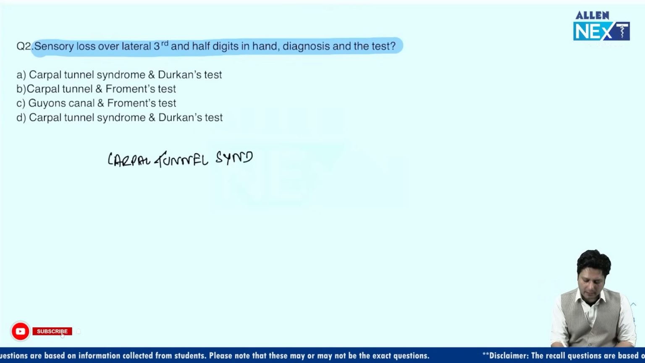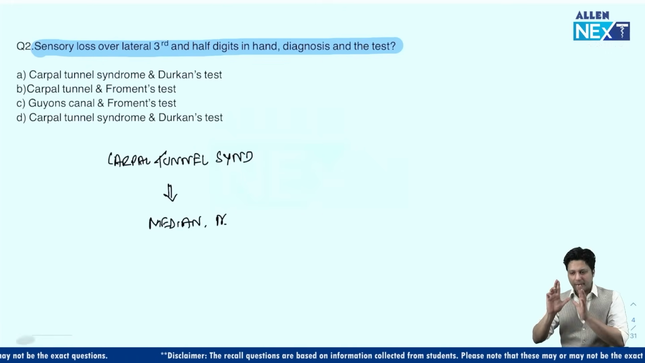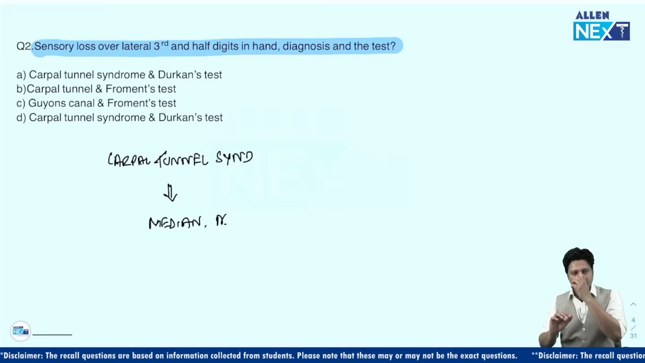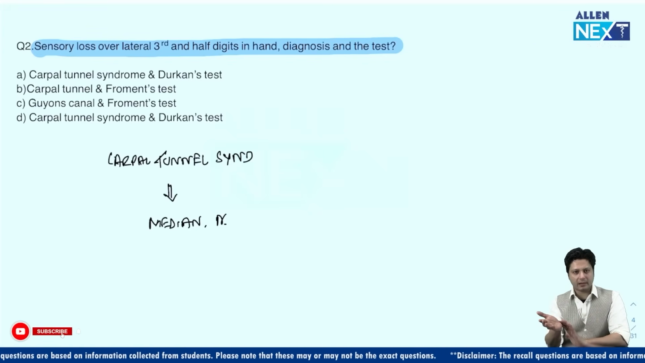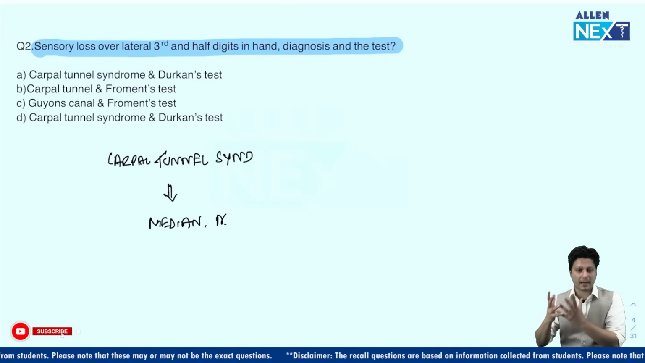You know that in carpal tunnel syndrome, there is a compression of the median nerve under the flexor retinaculum, and the median nerve is predominantly responsible for supplying sensation to the 3.5 fingers of the hand, this region. So if there is compression of the median nerve, there are going to be sensory abnormalities in the form of tingling, numbness, and variable paresthesias.